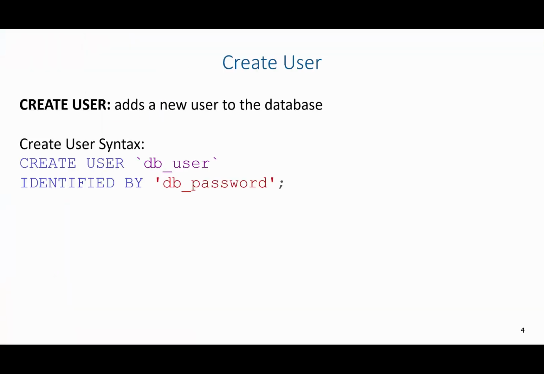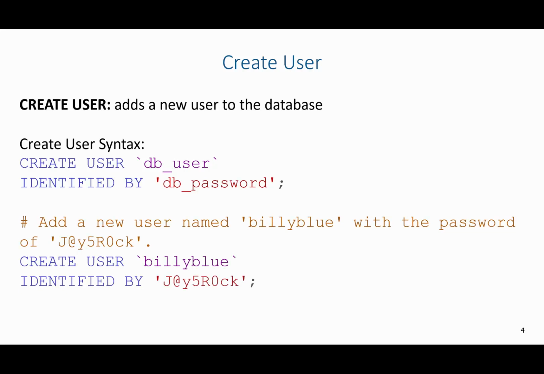The next part of the data control language that we're going to do is creating a new user, and this allows us to add new users to the database using the following syntax. We say create user, and then the username, so DB user for example, and then identified by the user password, so DB password as you can see here. For example, if I wanted to add a new user named Billy Blue with the password of Jay's Rock, I say create user, and then I specify the username, Billy Blue, identified by, and then specify the password, in this case Jay's Rock.